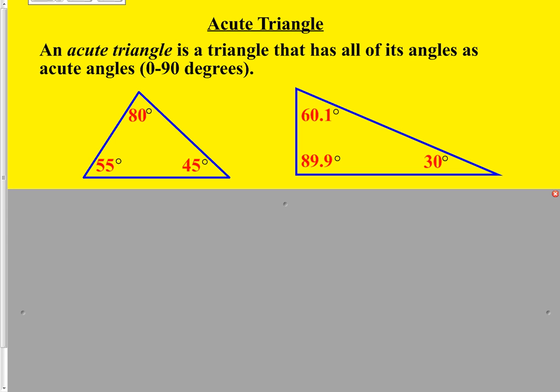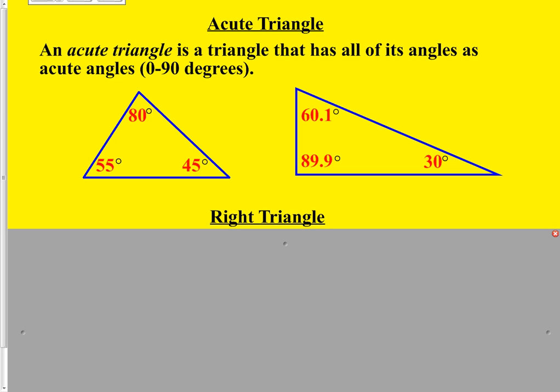But looking at the one on the right side, look at that lower left-hand angle there. Okay, it sure looks like a right angle, but if that measurement is even a tenth of a degree or even smaller than that, anything smaller than a right angle, that makes it acute. You have three acute angles. Those are acute triangles.